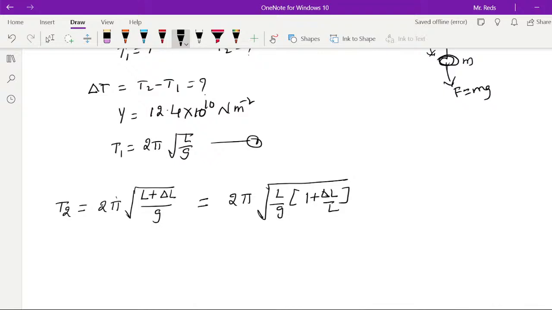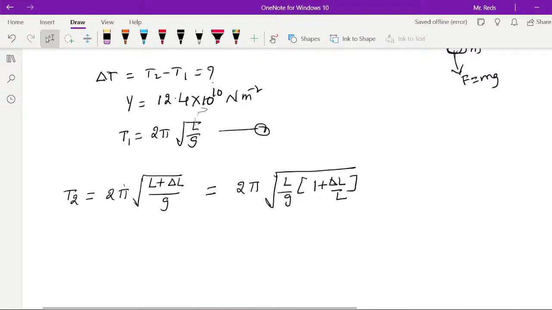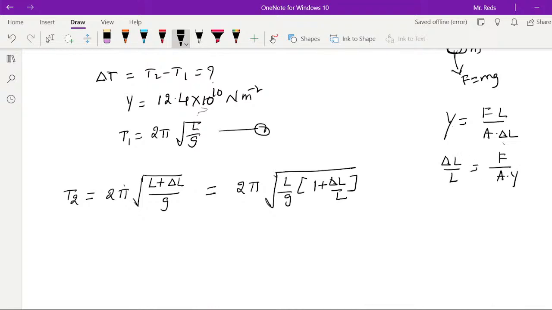But here, delta L by L, Young's modulus is given, masses are given, this and that are given. How do we make use of these things? Let us also take the expression of Young's modulus. We know Young's modulus Y is equal to FL by A into delta L. From this, if you bring it here, it becomes delta L by L equal to F by A into Y.